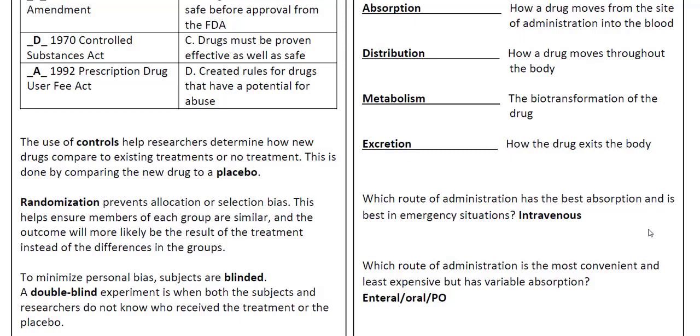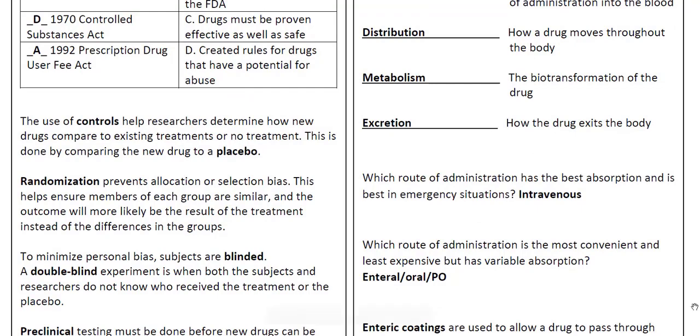However, IV medications can be expensive, and they're inconvenient for the patient to treat themselves at home because IV medications must be given by trained medical professionals. The route of administration that is most convenient for the patient, and usually the least expensive, is enteral, or oral, or PO. However, some medications can be inactivated by oral administration, and oral medications have variable absorption.